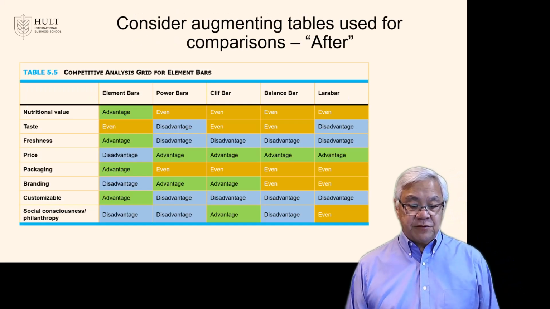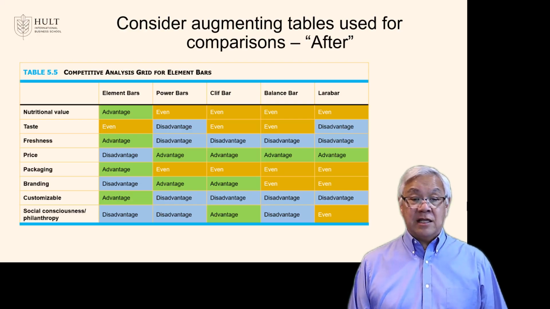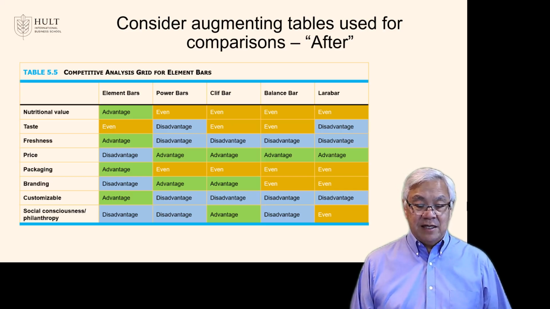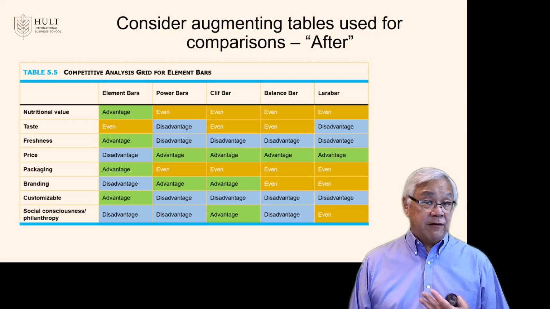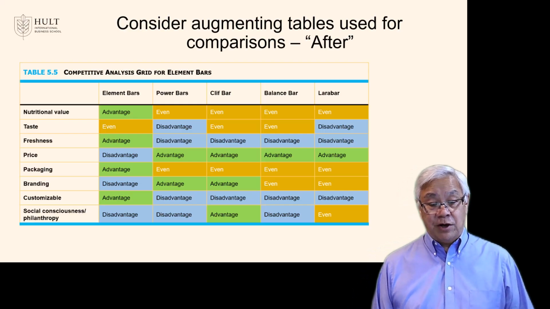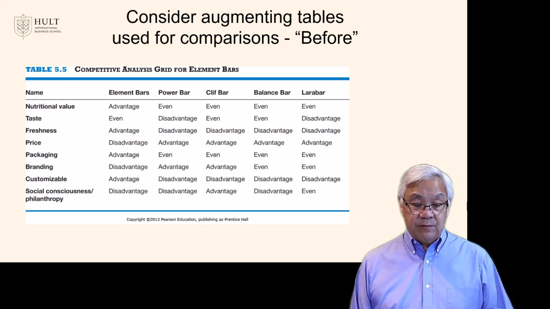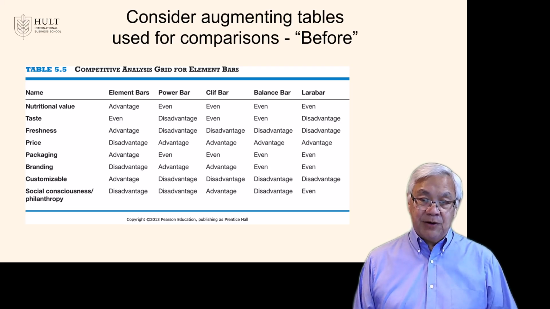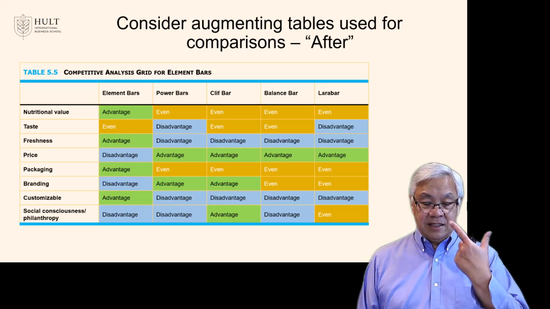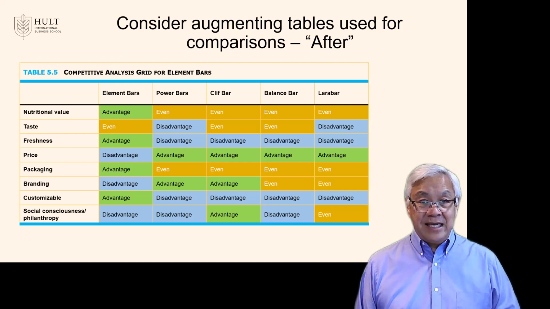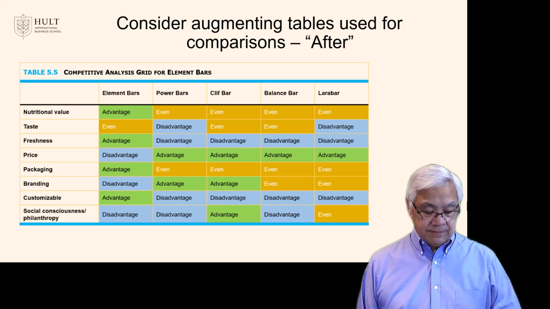If we do an after, we see that, oh, it has color. So color says if it's blue, it's a disadvantage. If it's yellow, it's kind of even. And if it's green, it's to our advantage. Very easily, we see that Element Bars has more advantages than any other energy bar. That's harder to get when you're looking at this. Even though it has advantage, disadvantage, etc., merely adding color adds to the strength of that presentation. So use colors to augment tables that have a lot of density to them.